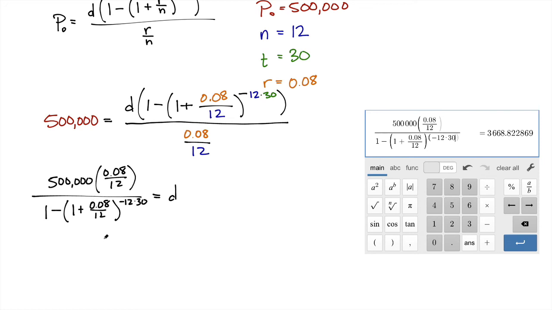And so D is $3,668.82. So this is the amount that we would be able to withdraw each month.